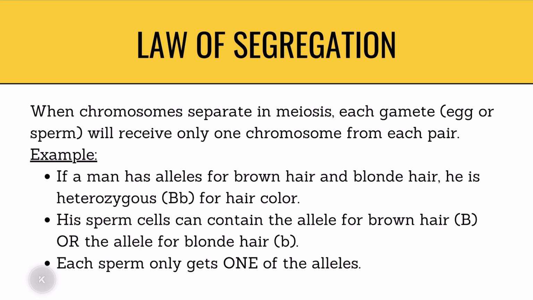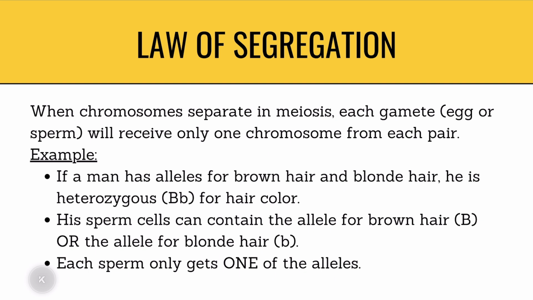So moving on to the second law, which was the law of segregation. So we know segregation means to separate, so keep that in mind as we're going through this idea here. So when chromosomes separate in meiosis, each gamete, either the egg or the sperm, will receive only one chromosome from each pair. Remember, we are taking diploid cells and making haploid cells, so I'm only going to get one chromosome out of each homologous pair.